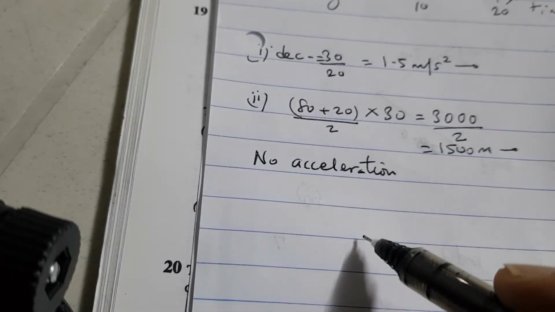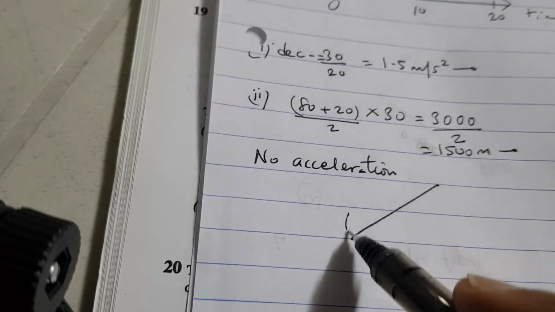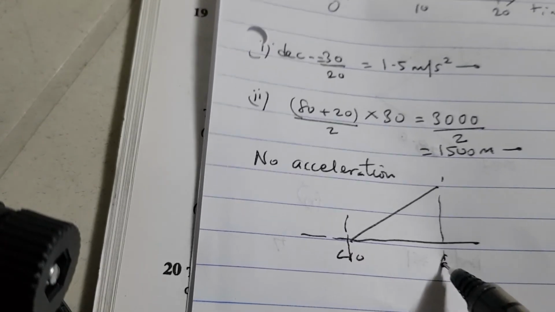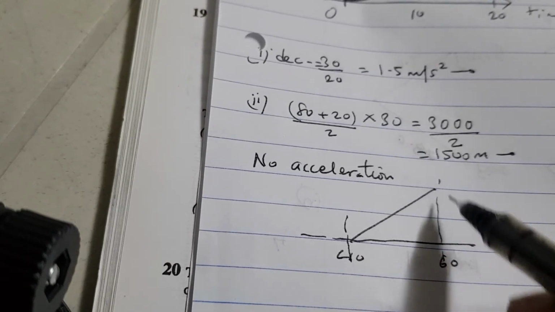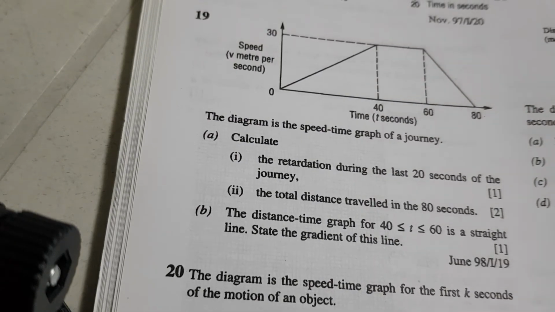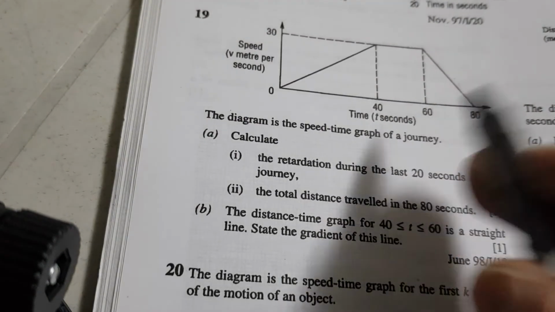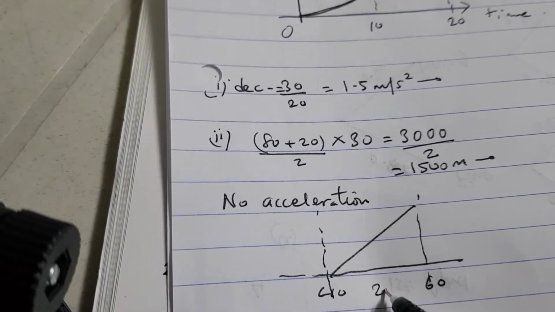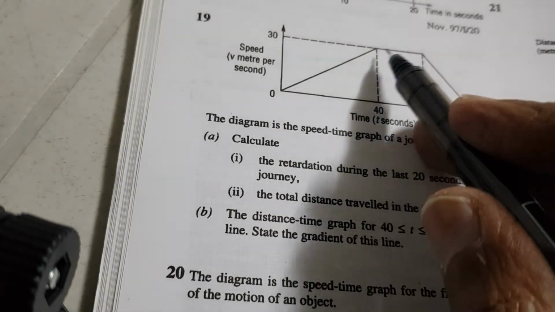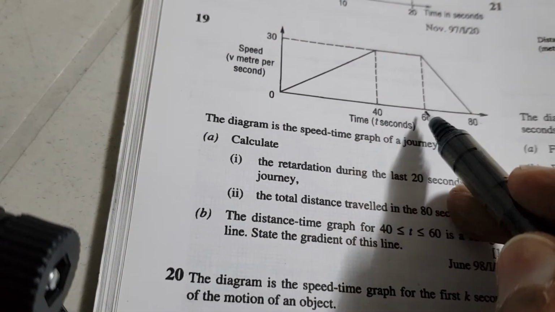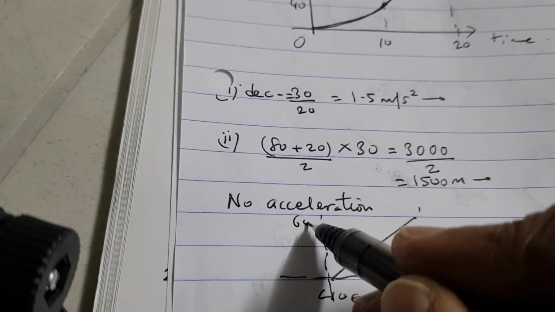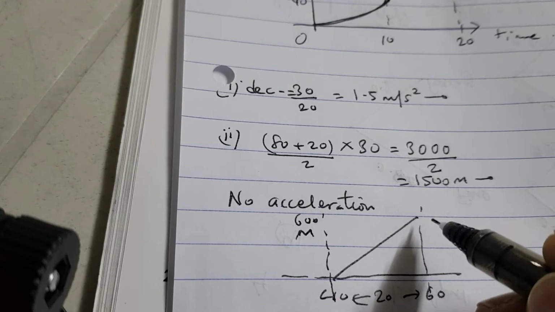And the graph is basically like this. So from, let's say here, 40 to 60, it's going to look like this. So 40 to 60 is 20 seconds. In those 20 seconds, it travels a distance of length multiplied by breadth, which is 20 times 30, 600. So we got 600 meters over here. That's the distance time graph.